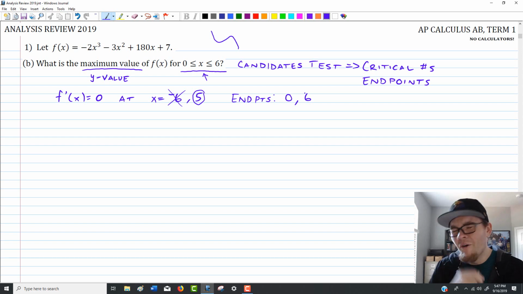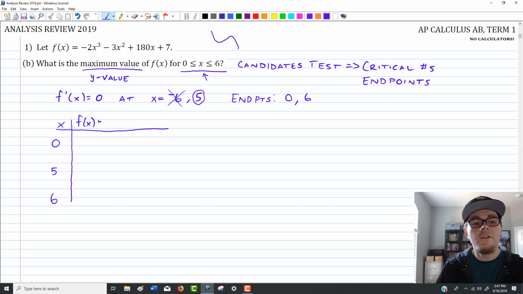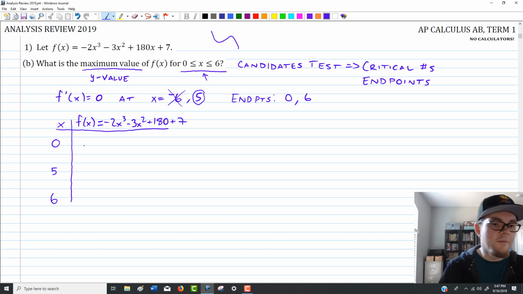So with the candidates test, anytime we're searching for global or absolute extremum, I'm going to make a quick little table. So we're going to compare our endpoints, which are 0 and 6, along with our critical number 5, and see what happens. And remember, we're plugging them into the function, because we're looking for the highest y value that actually occurs. And now naturally, I'll apologize right here that I did not give you nice values to plug in, but that's just life sometimes. So here we go.